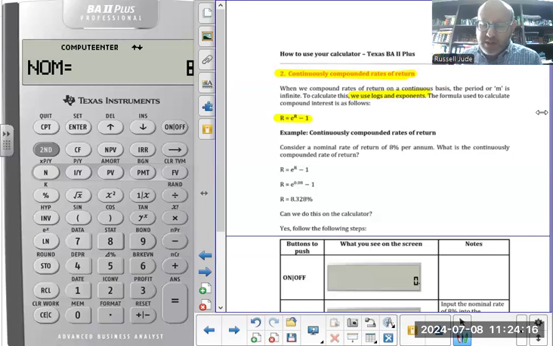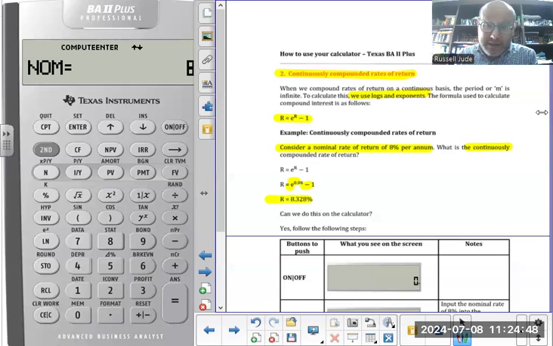So in this example, consider a nominal rate of return of 8% per annum. In other words, it's only compounded one time per year. What if it was compounded all the time, or continuously compounded? What would the rate of return be? Well, there's your 8%. Don't forget to push the E button, minus 1. And what do you notice? I get a rate of return of 8.32.